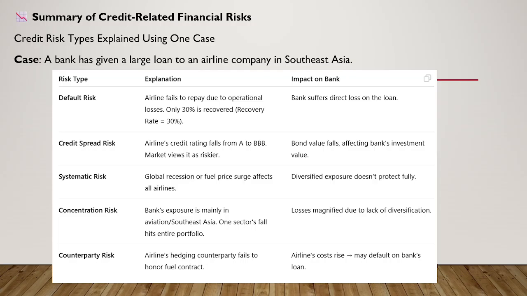Credit spread risk: suppose the airline's credit rating is downgraded from A to BBB. Even if it hasn't defaulted, the market now sees it as riskier, so its credit spreads widen. If the bank holds bonds of this airline, their value will drop due to this perceived increase in risk.